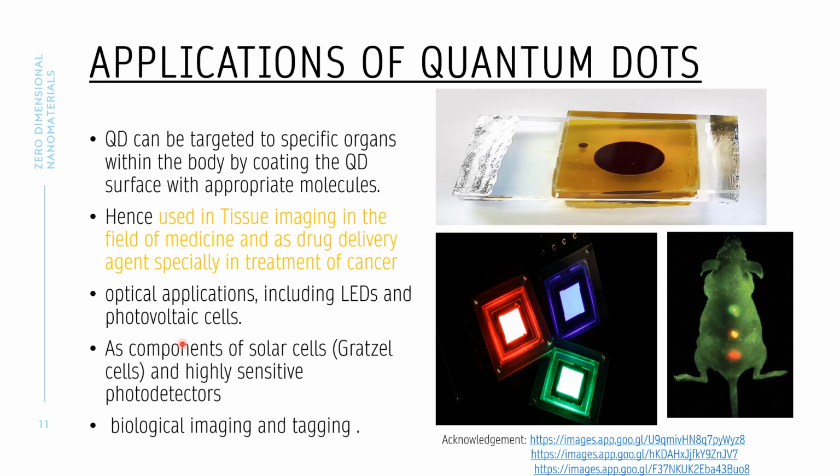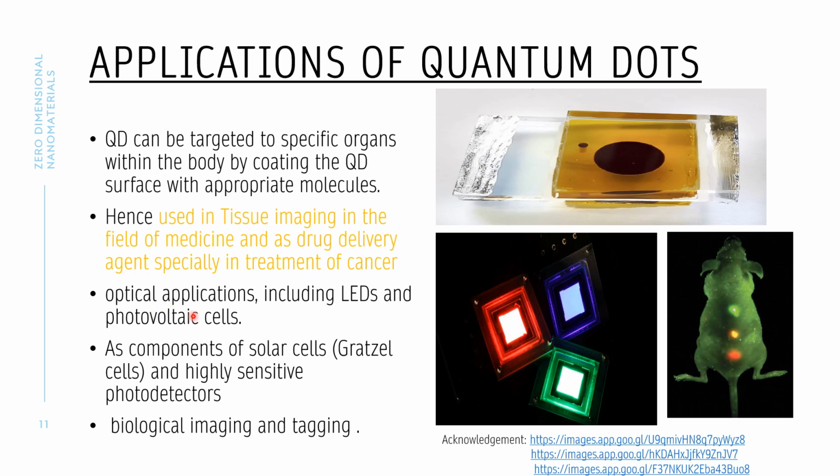Talking about the applications of quantum dots. Quantum dots can be targeted to specific organs within the body just by coating the quantum dot structure with a suitable molecule. Because of this principle, it is used in tissue imaging in the field of medicine as well as a drug delivery agent, especially for the treatment of cancer, where the medicines are able to reach the specific target place in the body and treat it accordingly.